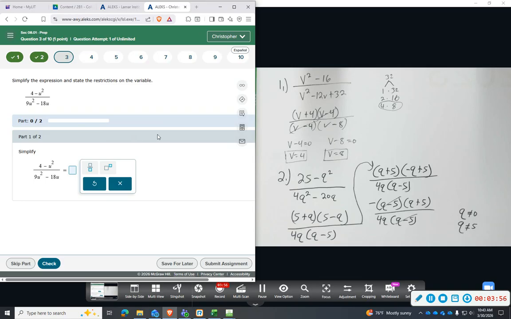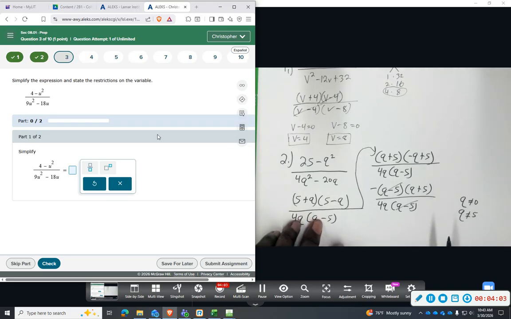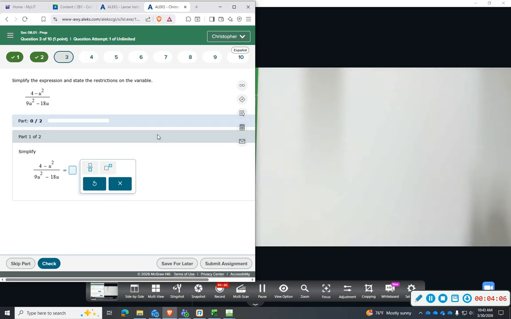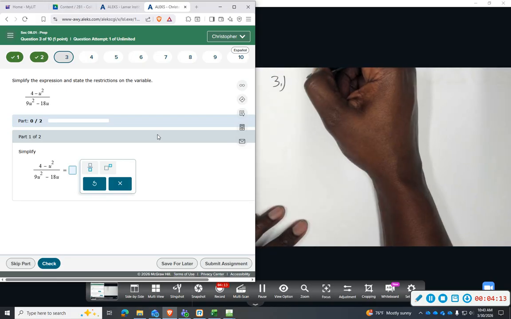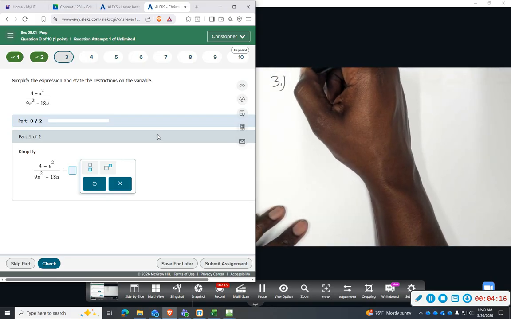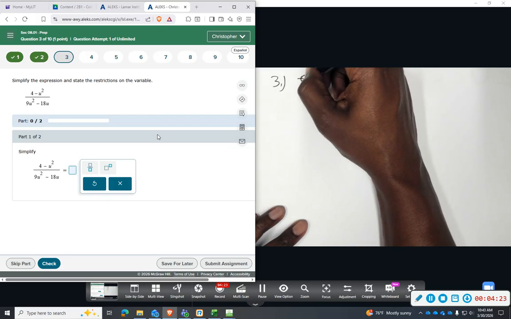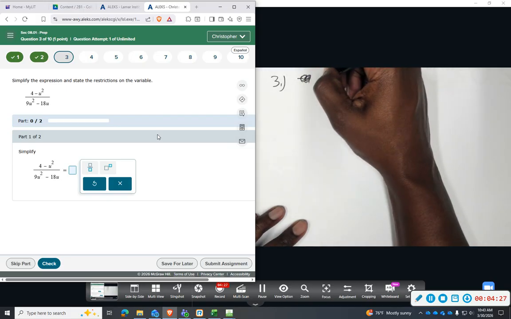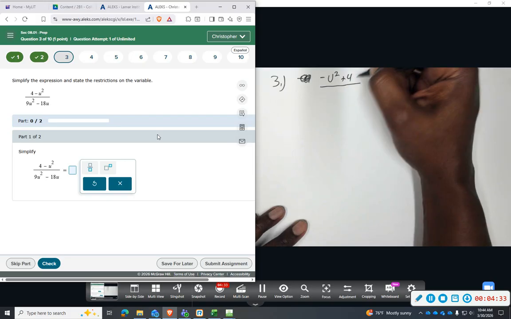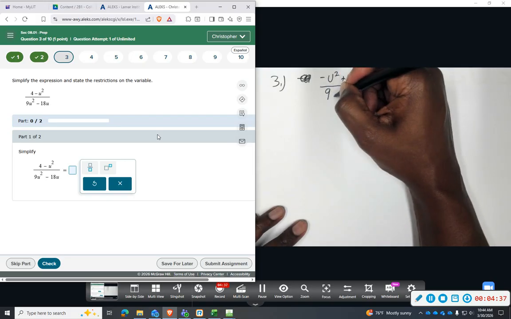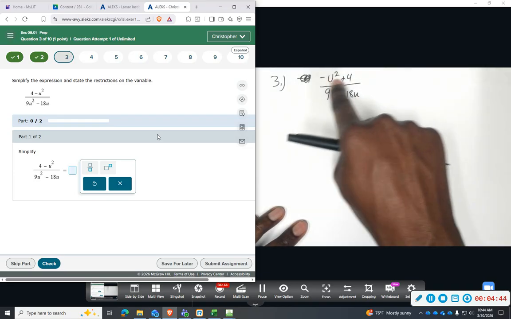All right, 3, similar, same thing. So number 3, I'm going to rewrite this as a negative u squared plus 4, so we avoid the negative part, and then 9u squared minus 18u. So usually we have the variable out front, so I'm going to put the variable out front.